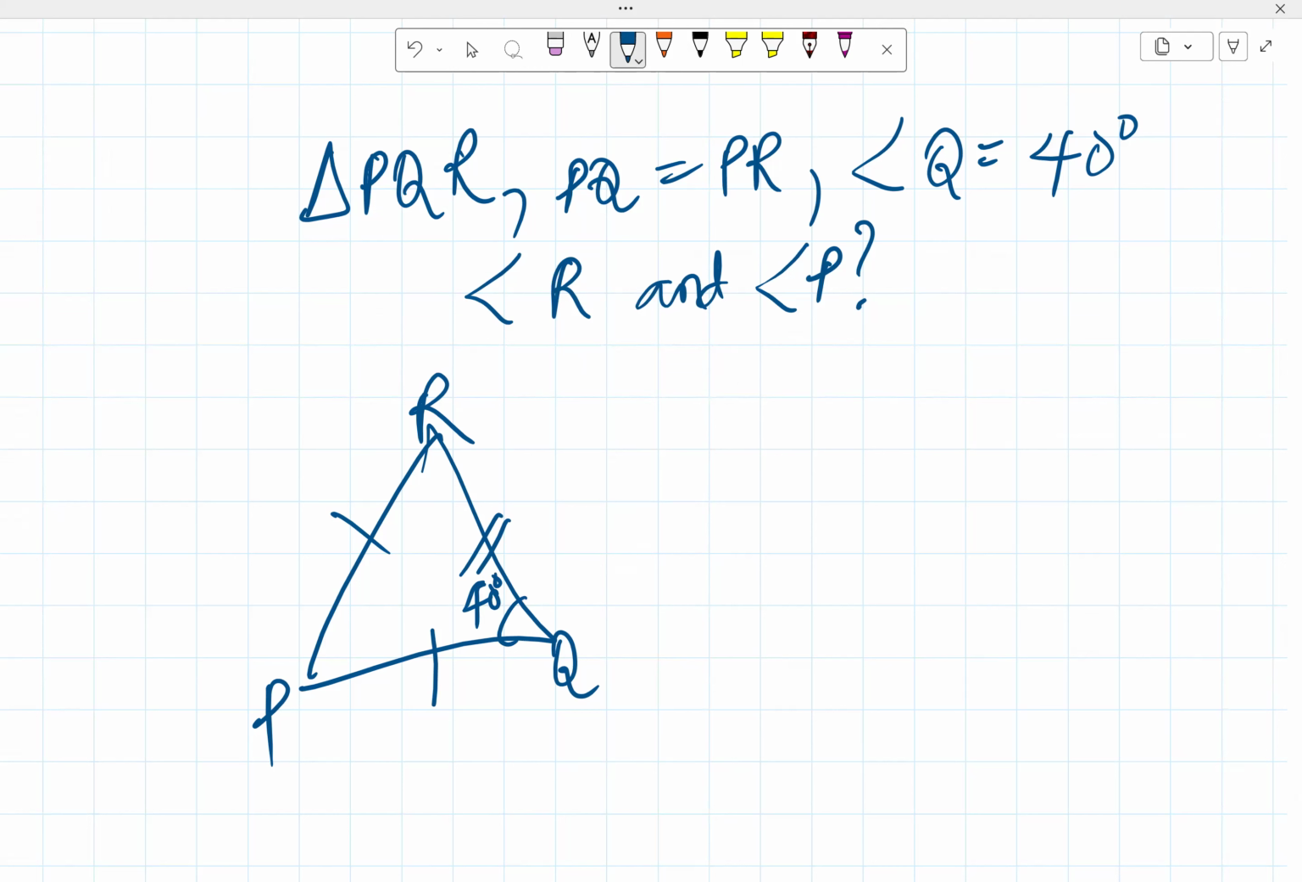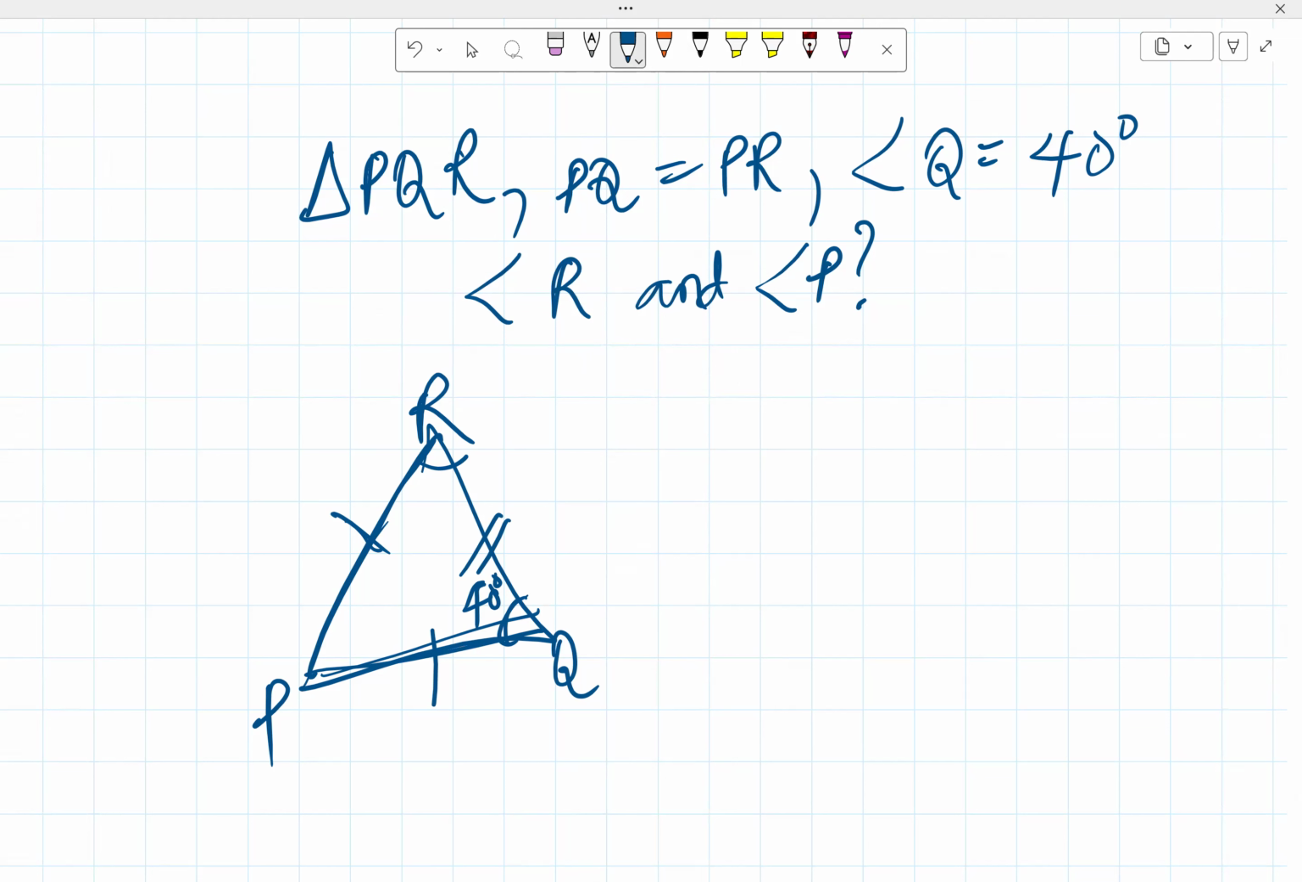Now, one thing we know already is that for an isosceles triangle like this, in any triangle at all, the angle facing each side is proportional to that side. So it means that if this side is equal to this side, then the angle facing each of the sides will be equal too. So the angle facing this side is this angle, and the angle facing this side is this angle.